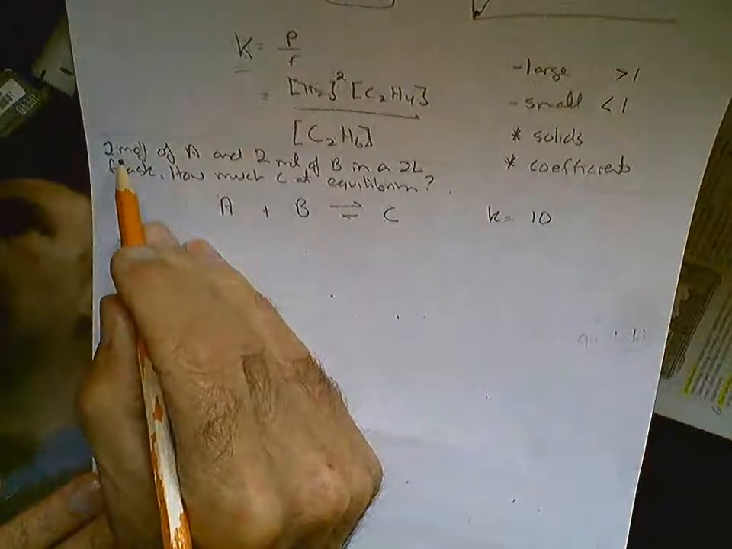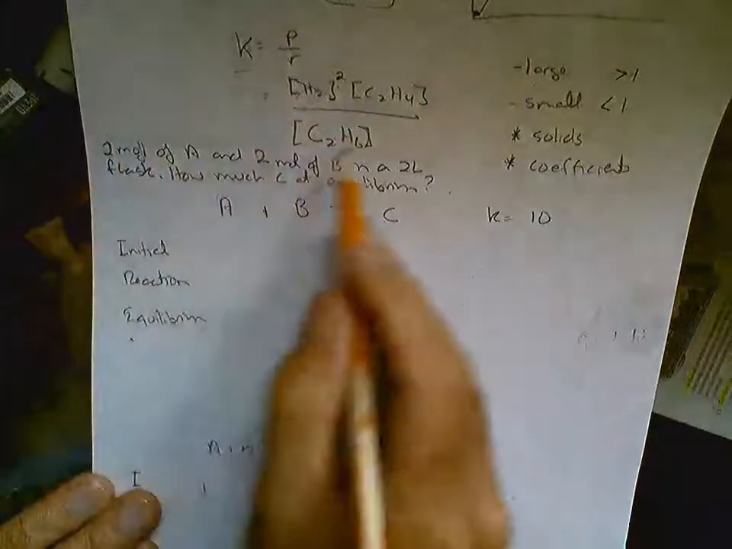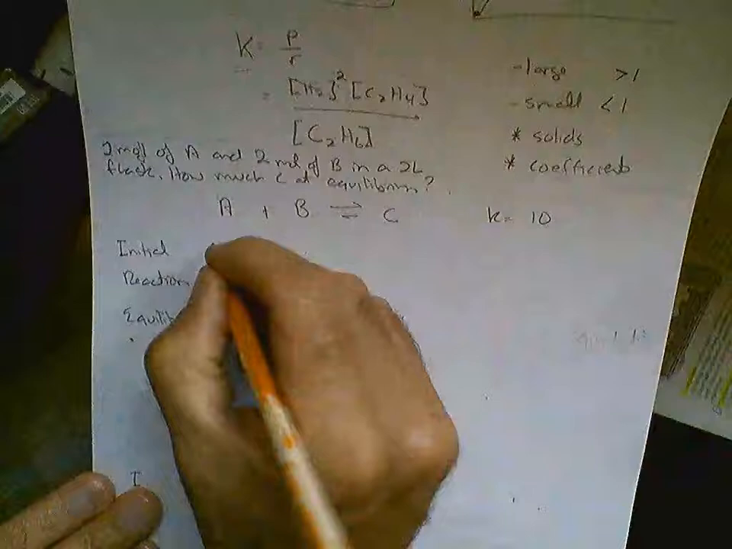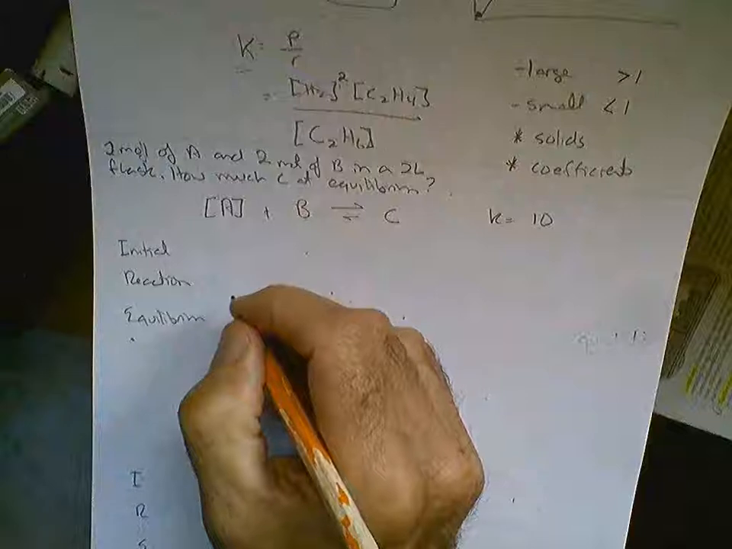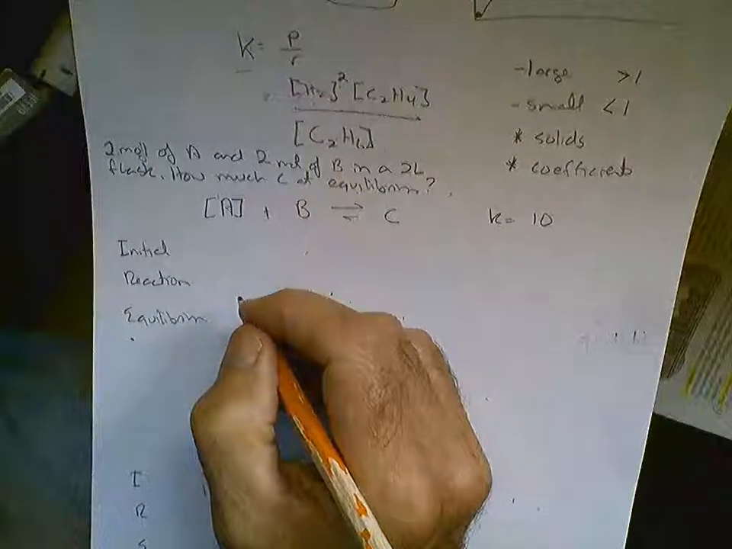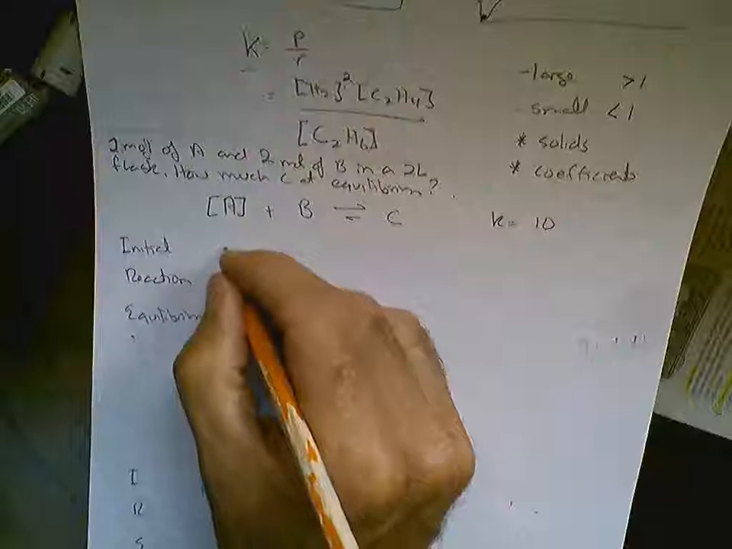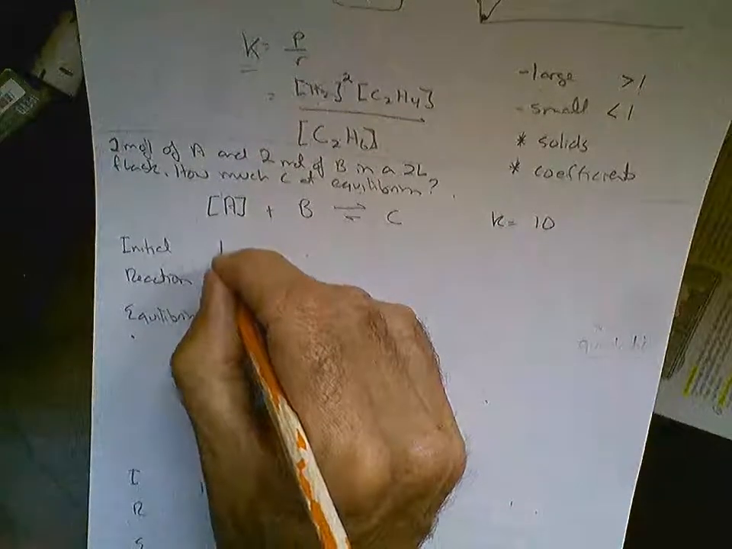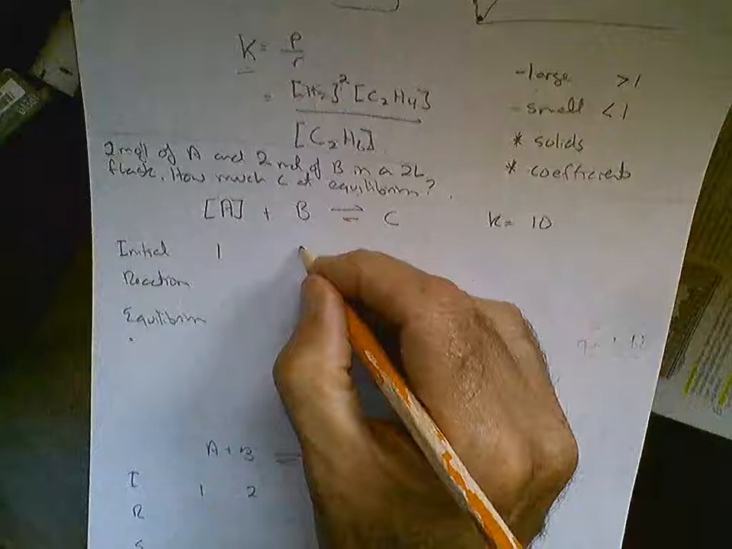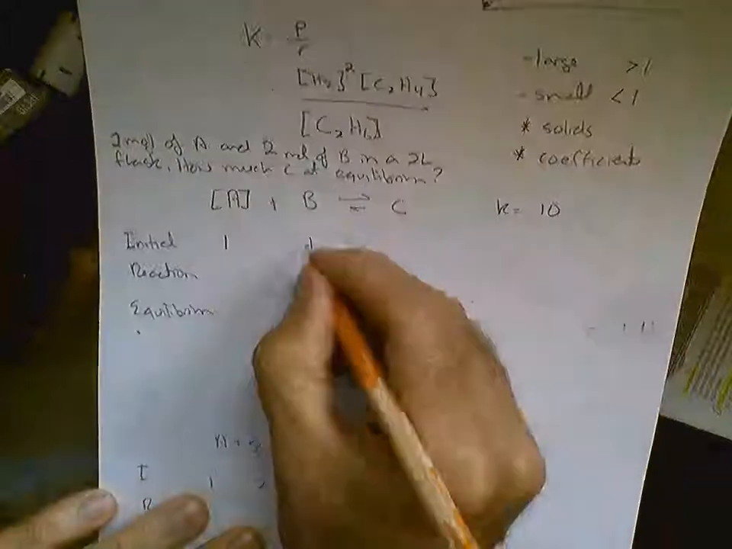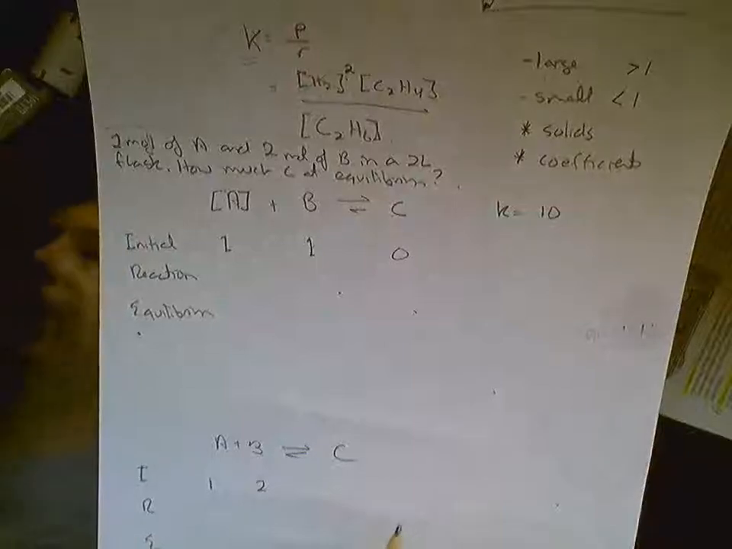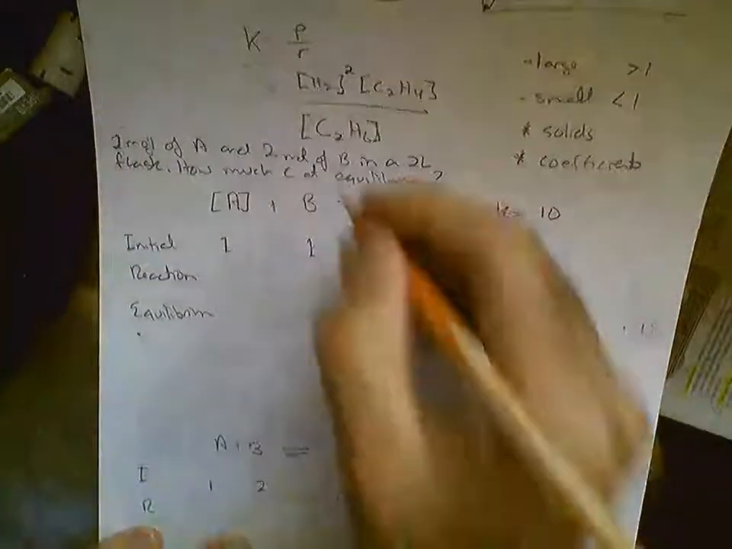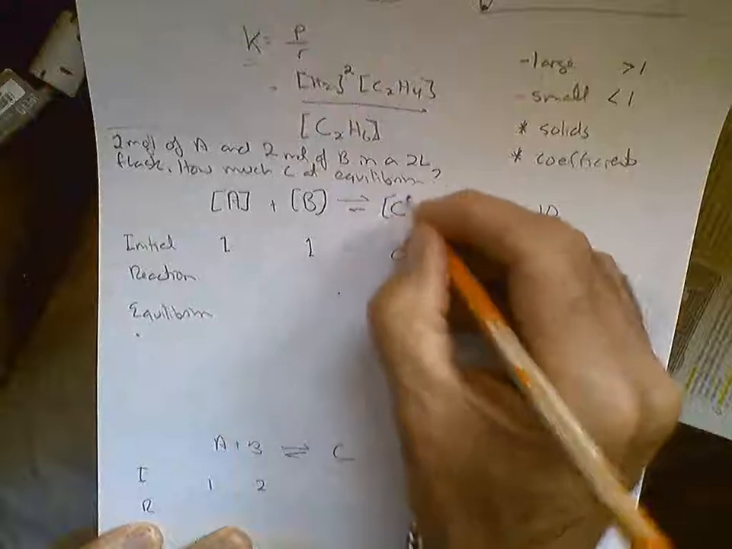Well, first of all, everything has to be in concentration. So we have to take our moles and divide by our liters. That's concentration. If they give you a volume of 1 liter, then whatever moles you have is going to be your concentration. 2 moles divided by 2 liters is 1. For B, 2 moles divided by 2 liters is 1. If they don't tell you that you have something, then you've got 0. So what they're saying here is that they've pumped 1 mole per liter of A and 1 mole per liter of B into a flask.